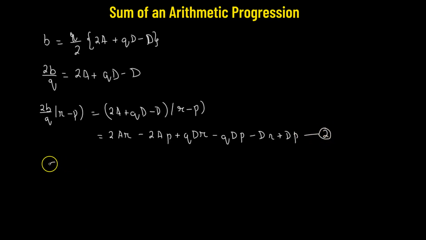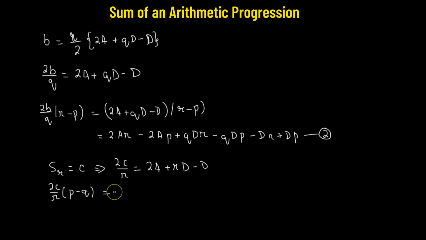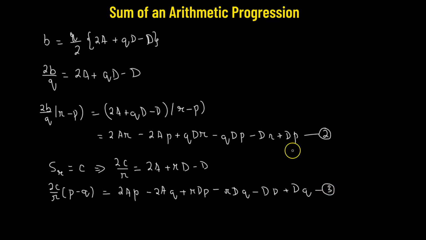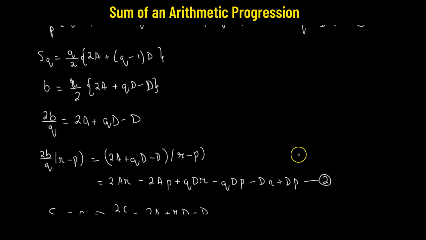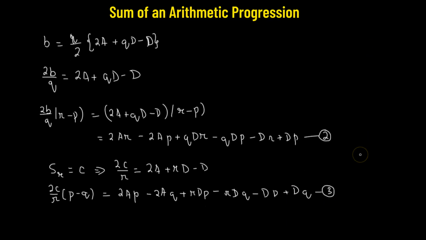Then we finally use that the sum up to the rth term is given by c, and this is going to give us 2c divided by r, which will be equal to 2A plus rD minus D. Then we're going to multiply 2c over r by p minus q, and we're going to label this as equation number 3. Now finally we're going to add equation number 1, equation number 2, and equation number 3.